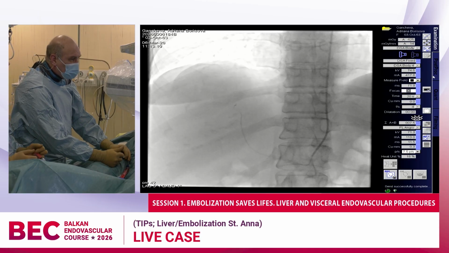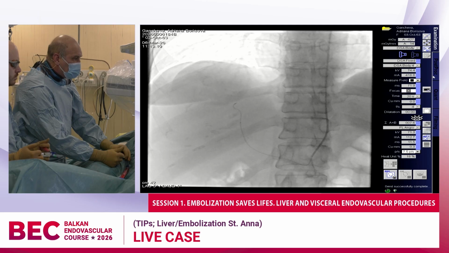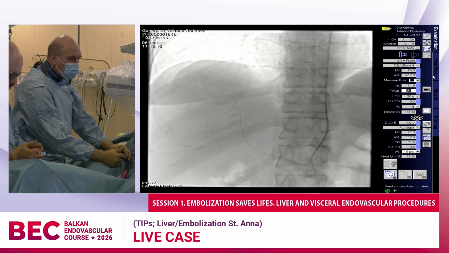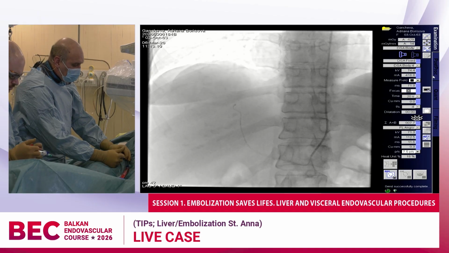Very rarely, but in our practice, we have a few cases when the tumor is very proximal to the capsule, and we have an invasion of the capsule and bleeding in the peritoneum. And in this situation, it can be life-saving to block it quickly, because otherwise you will have a hemoperitoneum, which is not nice.